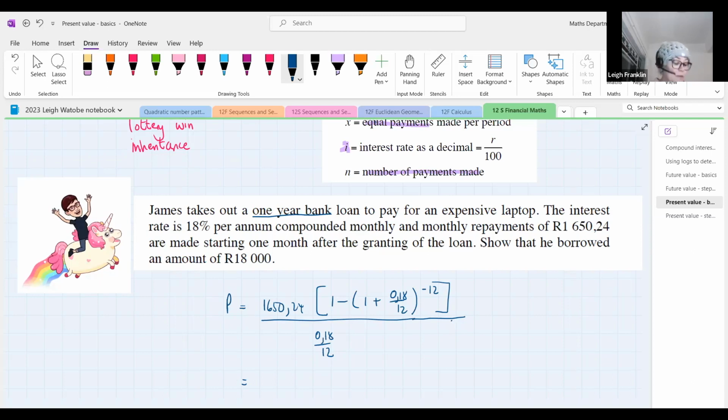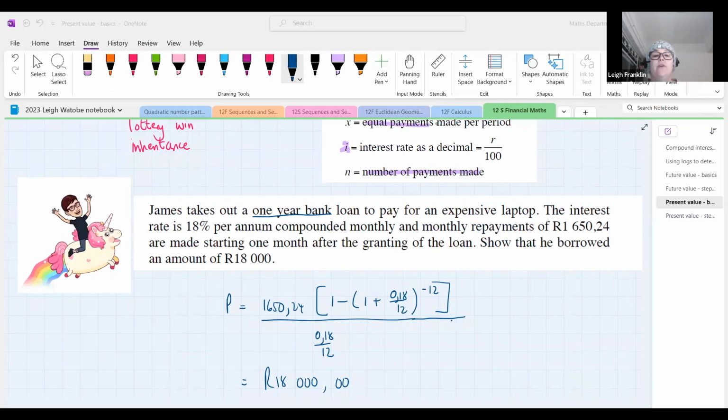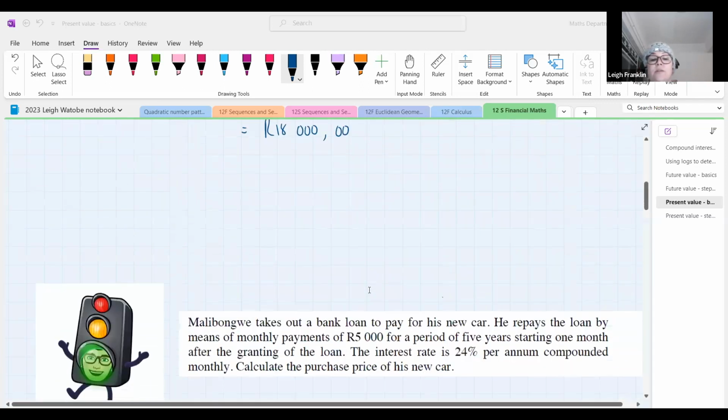Are you guys getting that as an answer? You should be getting around about 18,000 Rand. Okay, I know I certainly am. Yes. Okay, so 18,000. And then on the calculator, it's 00139. Okay, all right, good, lovely. So that's how we would calculate present value, quite simple.